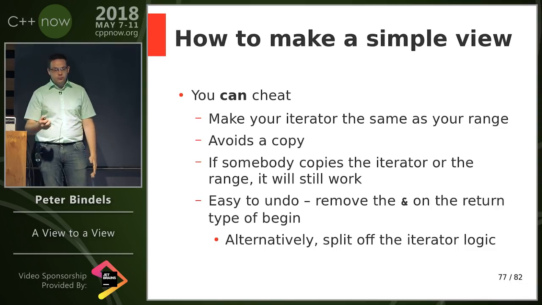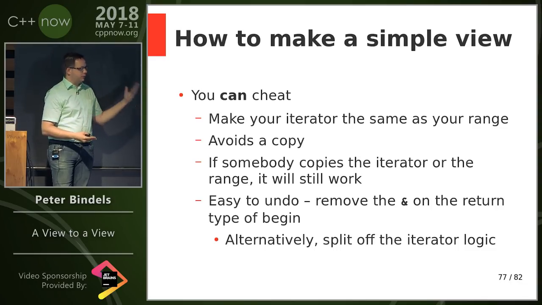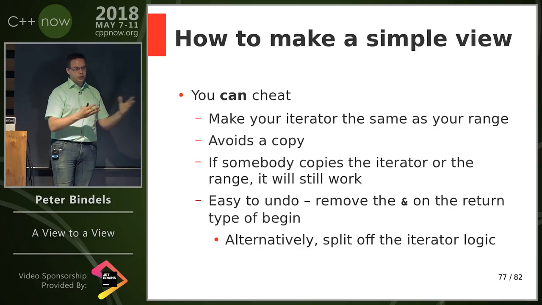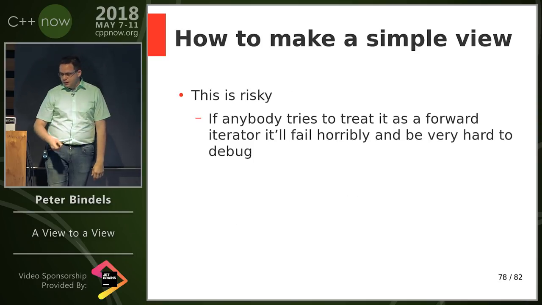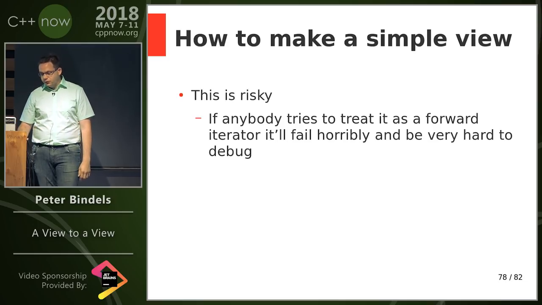You can make your iterator the same as the range, which is a cheat that I've applied everywhere. It avoids a copy. And you can split it off by just removing the ampersand and making a copy yourself. And if anybody tries to use that differently than you have been, then it's just going to burn and crash.